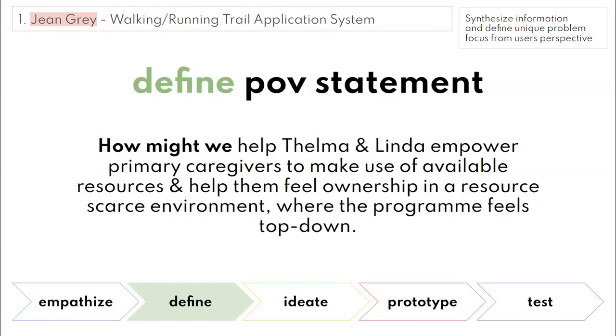So this how might we allows you to move forward with a collective action that will potentially solve the problem. So in terms of a walking, running trail application, that is the context you're dealing with. That's the brief that you have. But you really need to ask yourself, well, then what is the action? What is the challenge here?